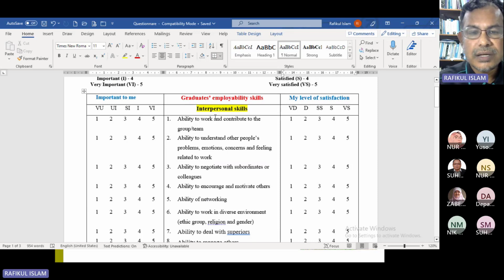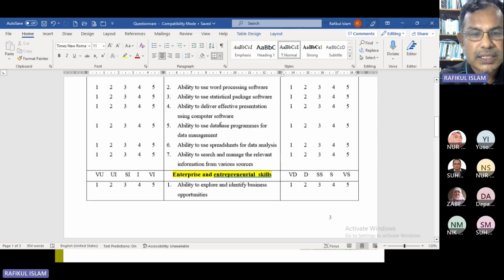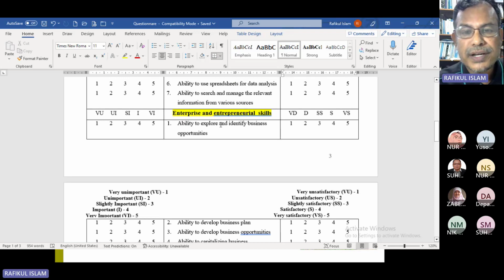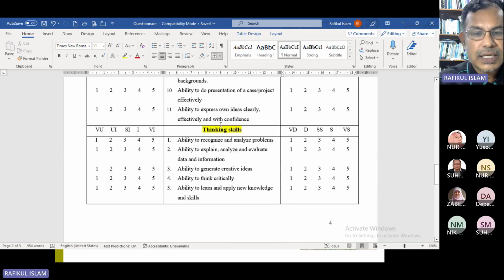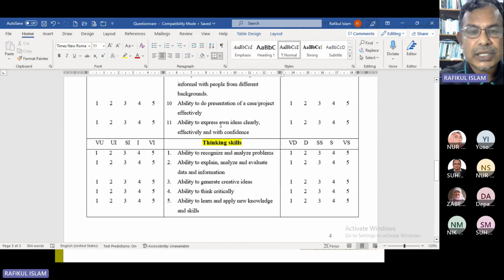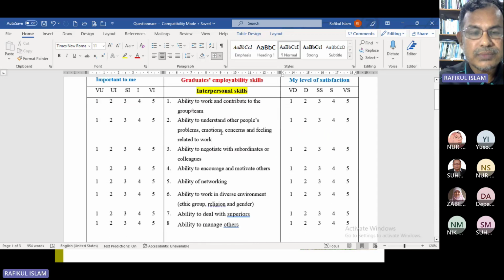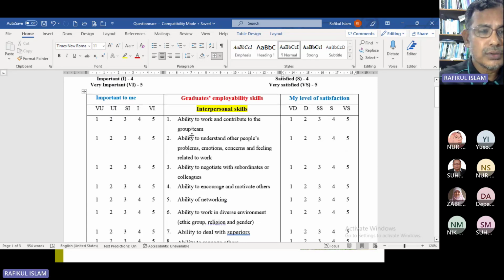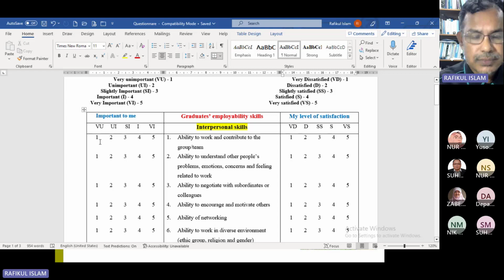And he mentioned this is interpersonal skills, computational skills, enterprise and entrepreneurial skills, communication skills, and thinking skills. Another one, management skills. So these are the individual skill items, as you see here: interpersonal skills, ability to work and contribute to the group or team, ability to understand other people's problems, emotions, concerns, and feelings related to work, etc., etc.